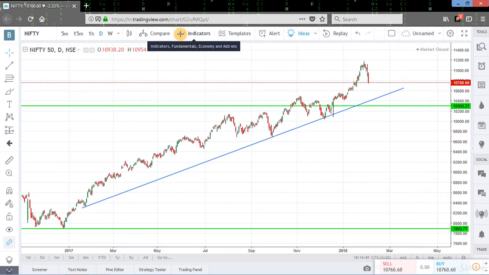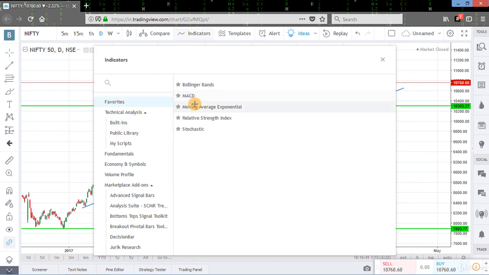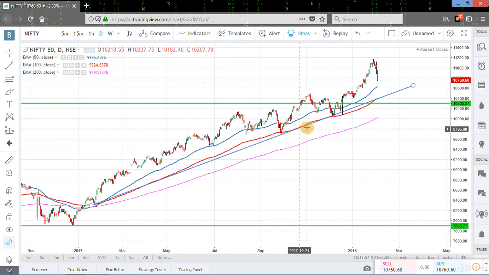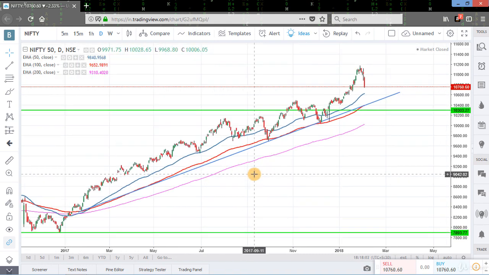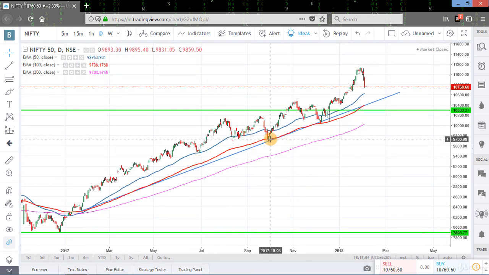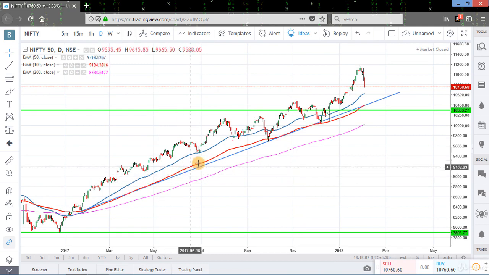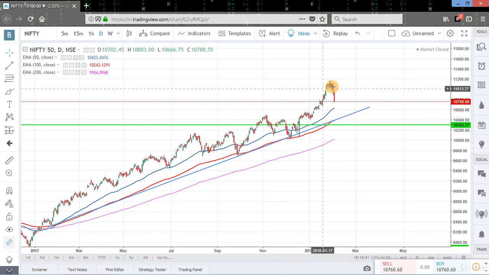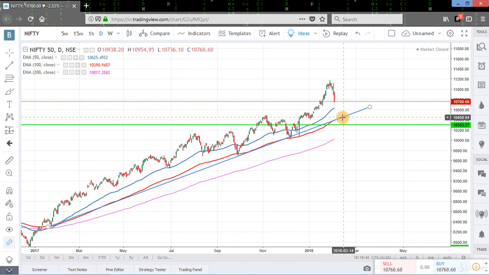Now we will apply the 50, 100 and 200 day moving average to know the TIZ for Nifty. Here we can clearly see that Nifty is respecting its 100 day moving average. This red line is the 100 period moving average. So Nifty is respecting its 100 day moving average, and this 100 day moving average is moving parallel to the trend line. So the TIZ of Nifty is the 100 period moving average, and we will buy Nifty when it touches the trend line or this 100 day moving average.